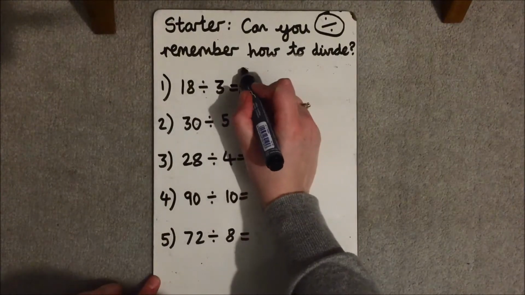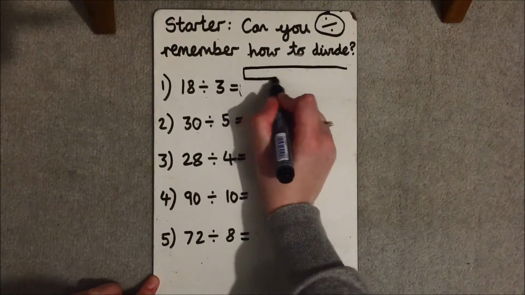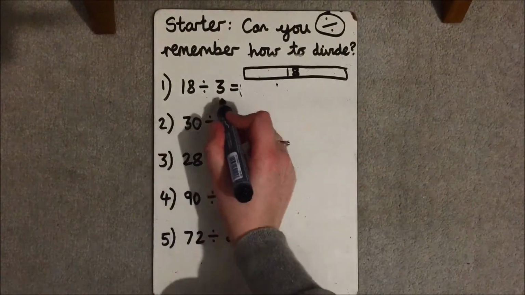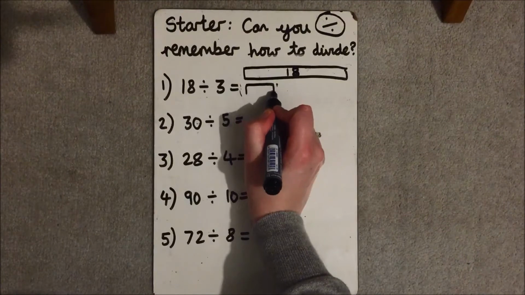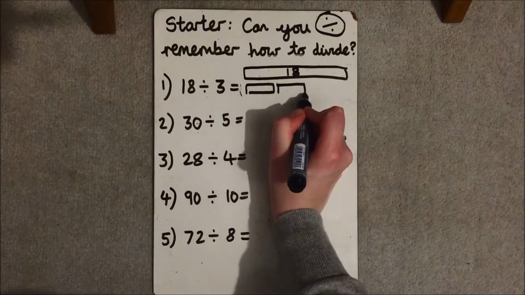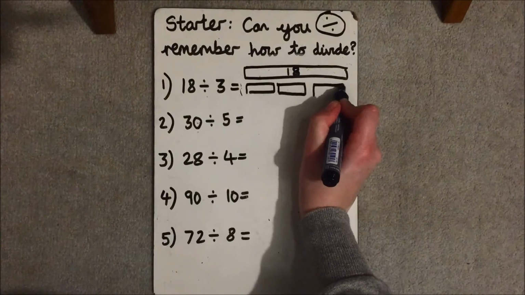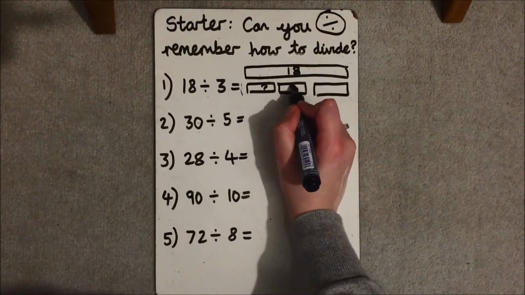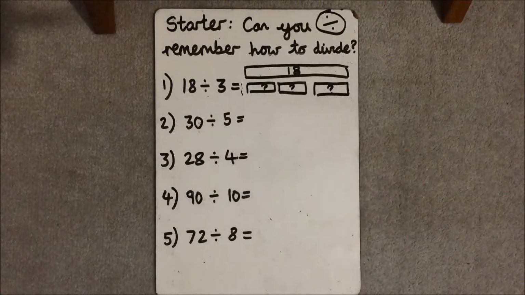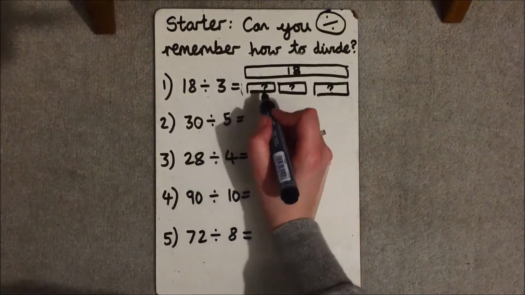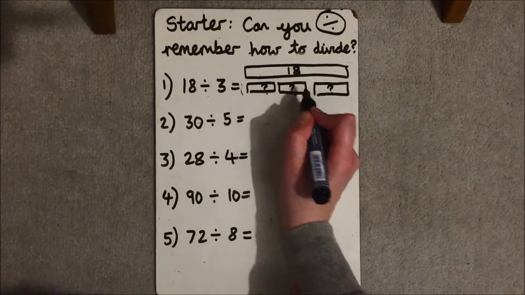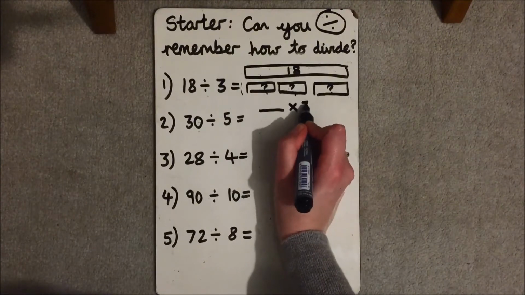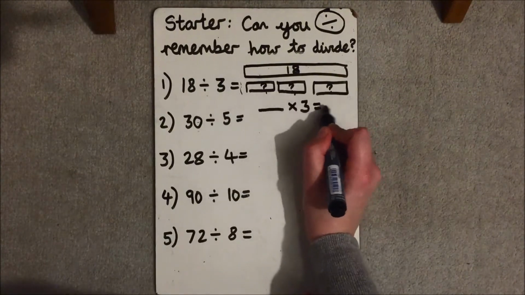So 18 divided by 3. So 18 is my whole. It's the biggest number. Then it's cut or shared into 3 groups. 1, 2, 3 equal groups of the same amount, so it's fair. And I don't know though what's in each group yet. That's my answer. I don't know. How can I use that to help me? So I know that I've got 3 groups, but I don't know what's in them. So something in this group times by 3, because I've got 3 groups, is the same as 18.